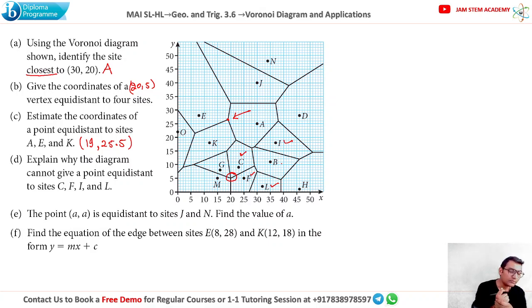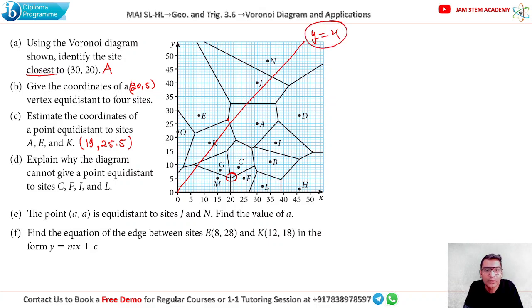Okay, so next part is part E. The point (a, a) is equidistant from the sites J and N. So go to J and N. J and N are here. There is a point having both x and y coordinates the same. It means that it must lie on the line x equals y. So what you can do? You can draw a line x equals y, or y equals x. Then you can find the point of intersection of y equals x with the perpendicular bisector of this J and N, right?